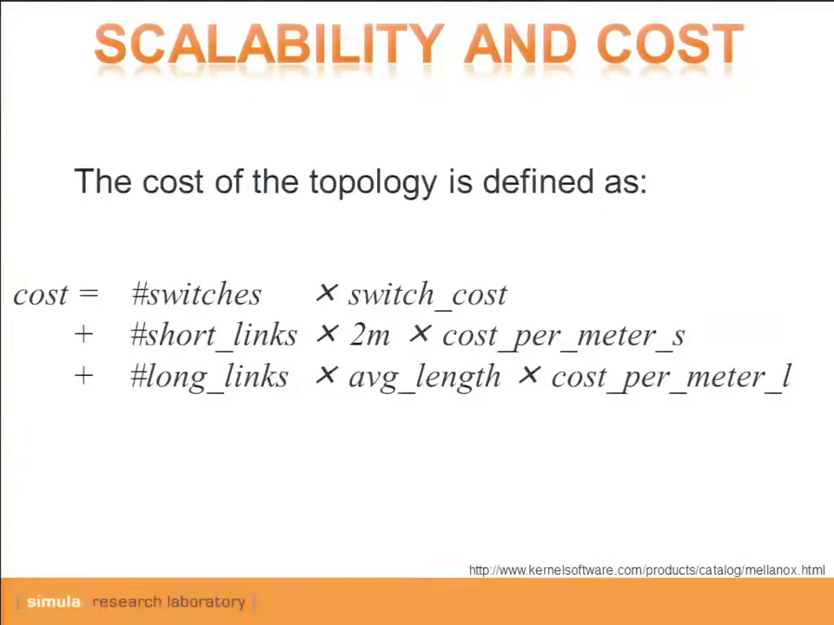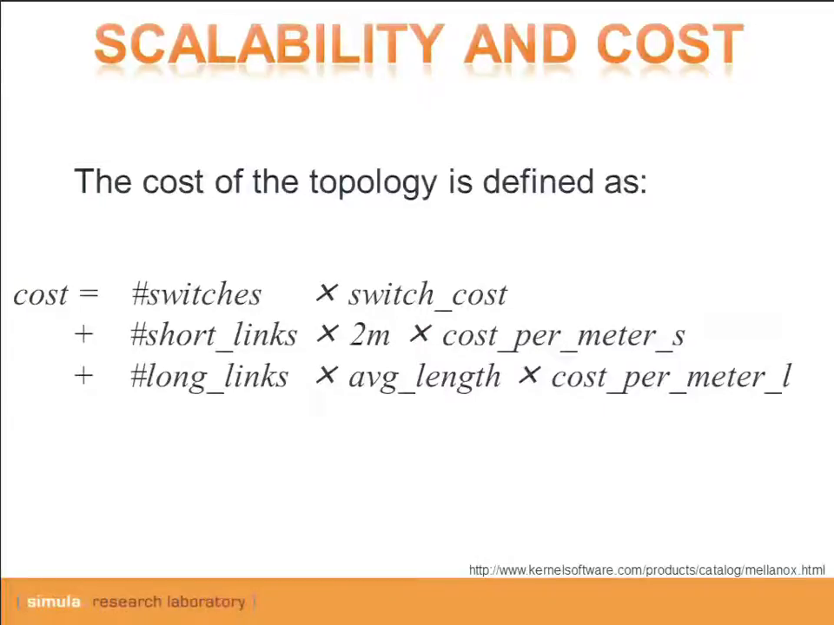You have a number of switches. Every switch has a cost. You have a number of short links, which is the links connecting the processing node to the switches. We say they have an average of 2 meters and they have a cost per meter. And we have a number of long links with an average length and a meter cost. And the average length is calculated in the same way as in the Dragonfly paper, so based on the terminal density. There was a function to calculate the average length of the links on an installation.